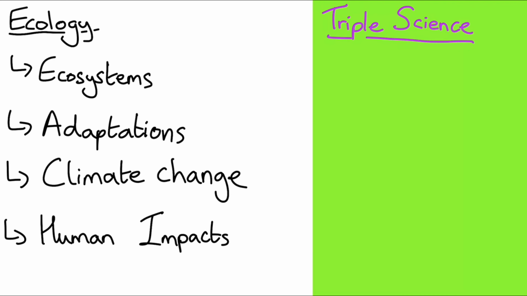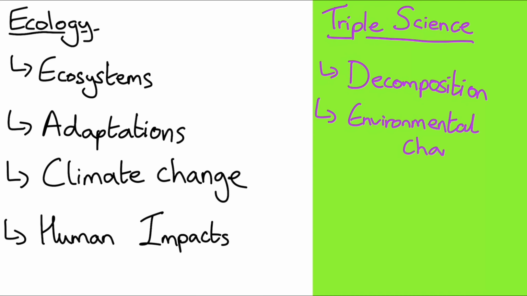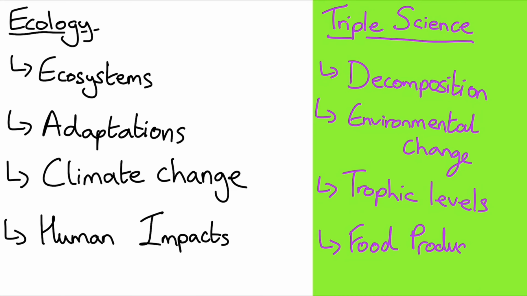If you're taking triple science, there's also extra content on decomposition, environmental change, trophic levels in an ecosystem, and also food production and what is needed to produce enough food to feed nearly 8 billion people on this planet. So really, this is one of the most relevant units to today, especially with climate change happening and every impact that we're having on the environment. This is one of those topics that will probably stay with you for the rest of your life.